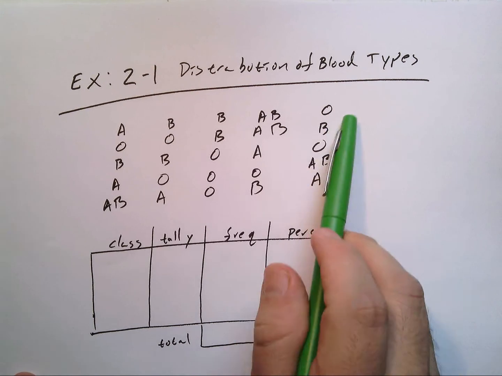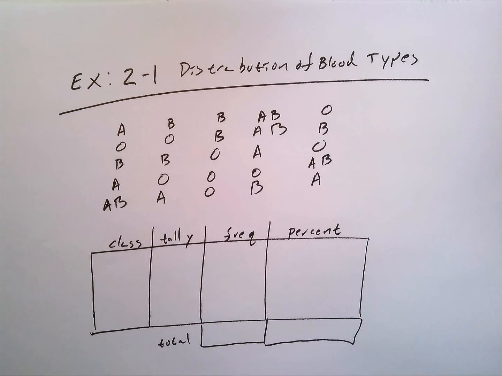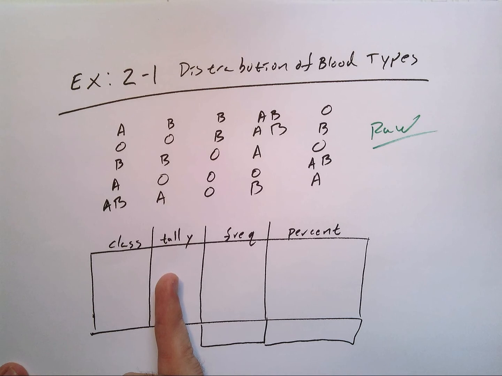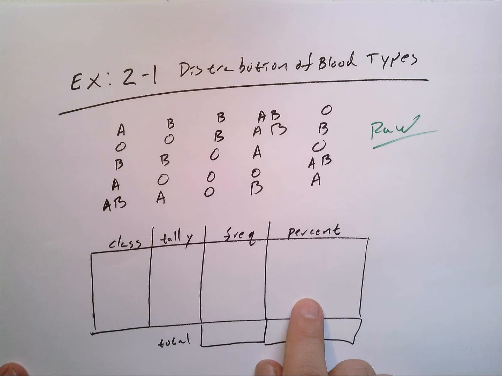First off, the information here, this cluster of A, O, B, and AB blood types is called raw data. Raw data is data that's not organized. This term gets thrown around a lot. So I'm going to organize it into this chart that I have down here, where first I'm going to sort it into different classes. I'm then going to make a tally or a count of how many belong to each class. I'm then going to write that down as a number, and we call that frequency. And then I'm going to divide by the total to make a percent.